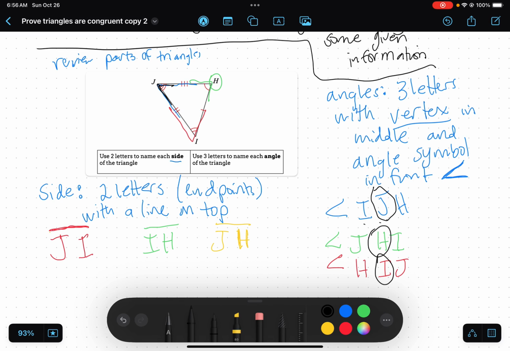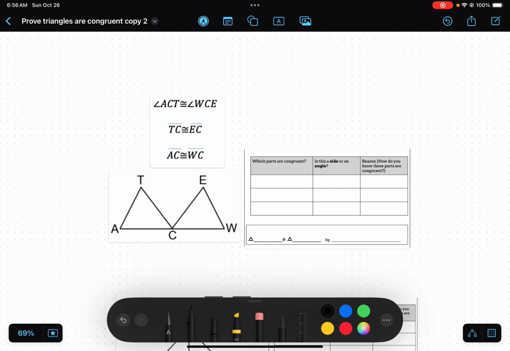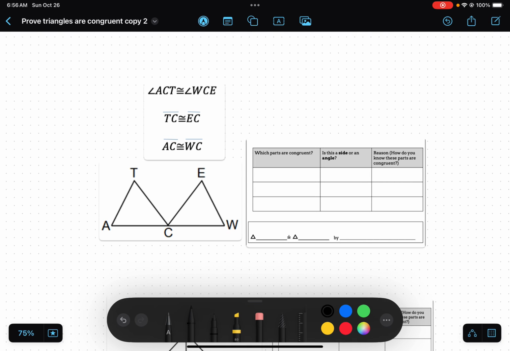This should be something that you really have solid in your notes because we're going to be naming parts of triangles a lot this week, and these are the basic skills you really need to have. Now we're going to do three example problems of how we can use the information they give us to prove that triangles are congruent.